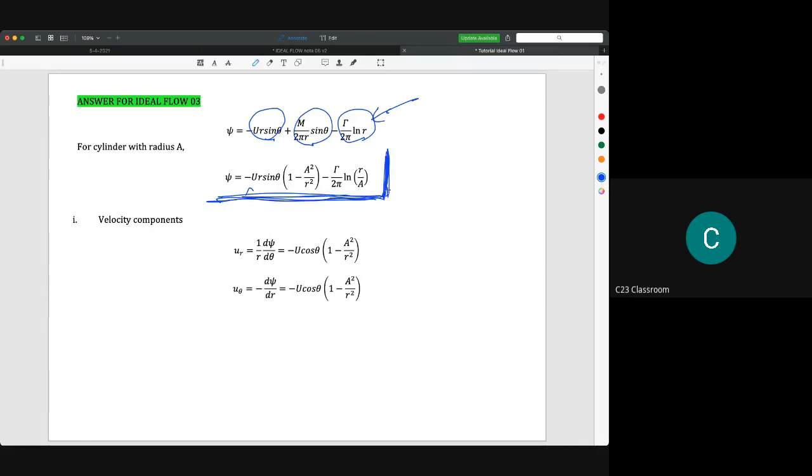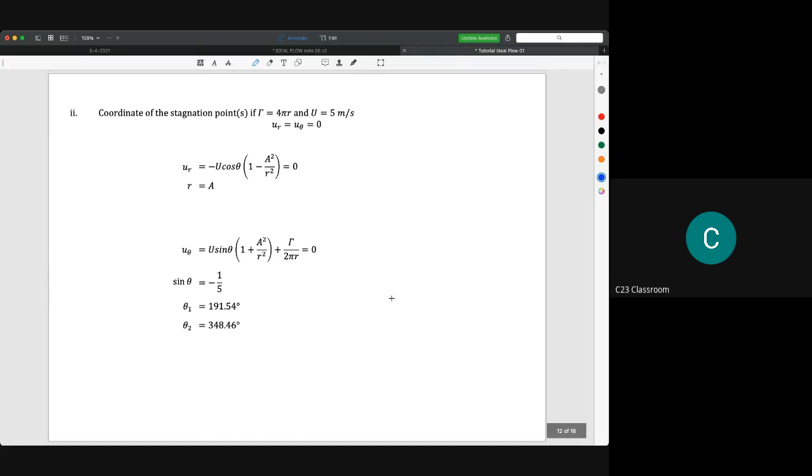And then we could calculate the velocity components by using the idea of the Cauchy-Riemann equation. So we have U_r here and U theta here, and these are the terms for U_r and U theta. The coordinate of the stagnation point: gamma equals 4 pi r and u equals 5 meters per second. When dealing with a stagnation point, the advantage is that the velocity is equal to 0.